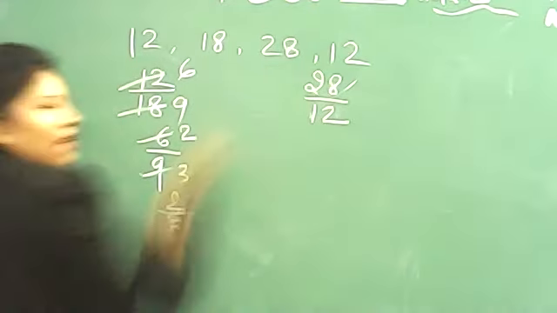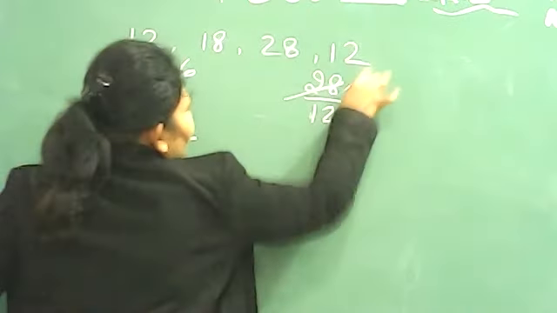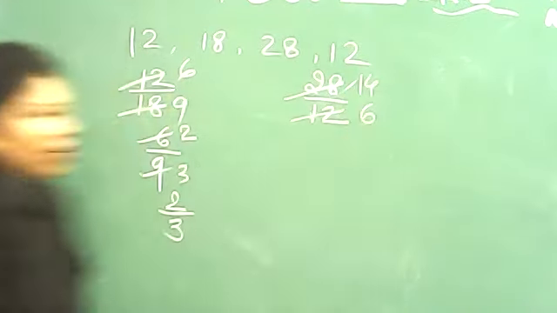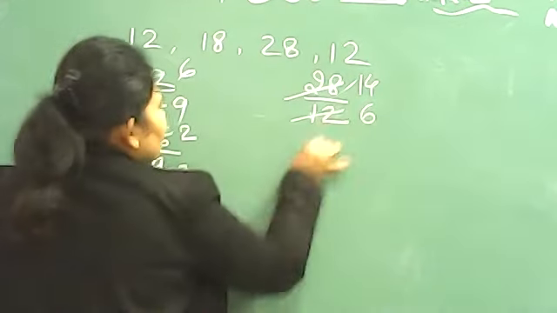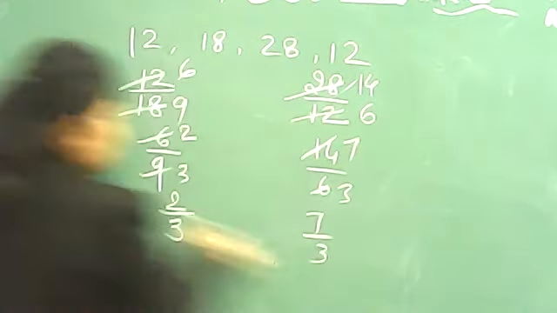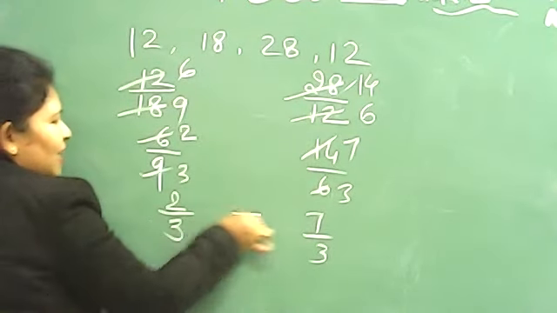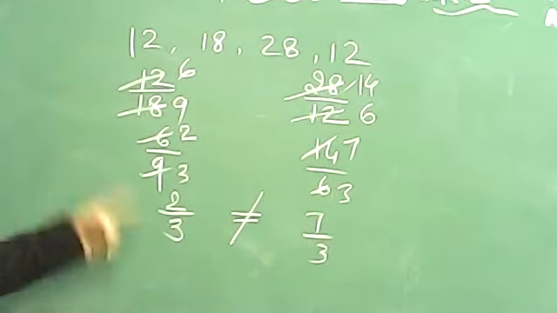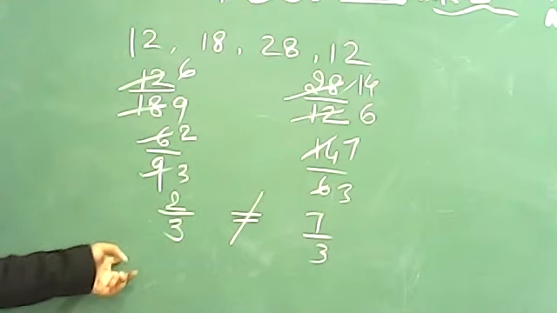Now this table 2 again. Okay. 14 and 6. Now 2 again. So 14 and 6, it will give you 7/3. Now this is 2/3, this is 7/3. They are not equal. And if they are not equal, they are not in proportion.